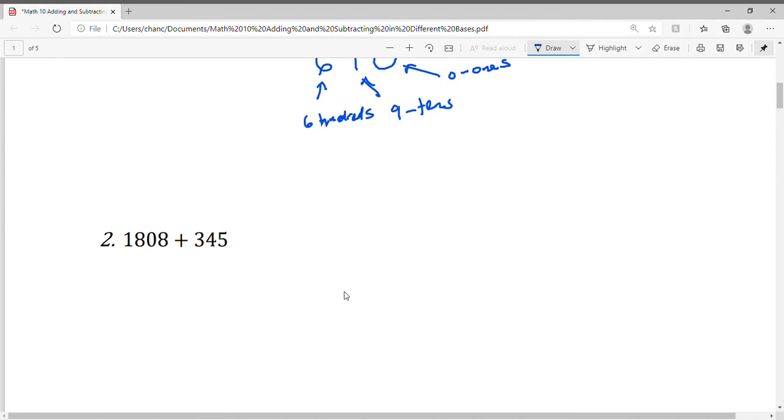Let's look at question number 2. We have 1,808 plus 345. We're going to add this again. 8 plus 5 gives us 13. But we don't put 13 down here. We put a 3 and we carry the additional 10 over. So we're carrying that 1 over, but that represents a 10. 1 plus 4 gives me 5. 8 plus 3 gives me 11. We don't put 11 here, we put a 1. Carry that additional 10 over, and then we add 1 plus 1 gives us 2.